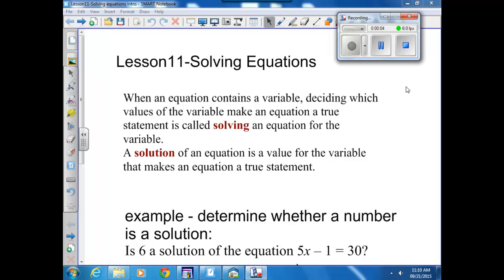Okay, welcome back. Lesson 11, solving equations. So this will be a really light intro to solving equations, and we'll do more complicated equations in the future.